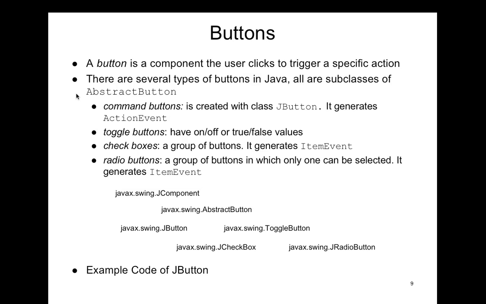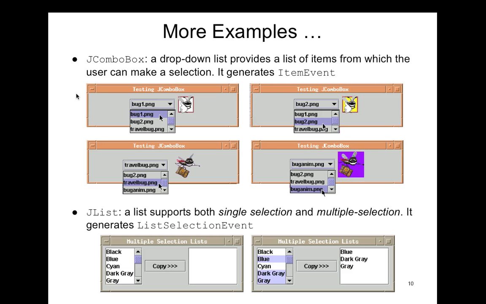So JButton generates an action event that occurs from a click on a button. We could also have toggle buttons, check boxes, radio buttons, all sorts of different subcomponents that are part of this, which generate an item event, part of the Swing components, as we can kind of see. Here's what it kind of looks like. We have the JComboBox itself, the drop-down list. It's a list of items that you can use to make a selection. It generates an item event.